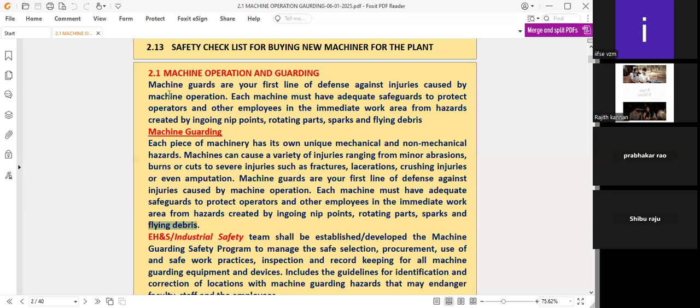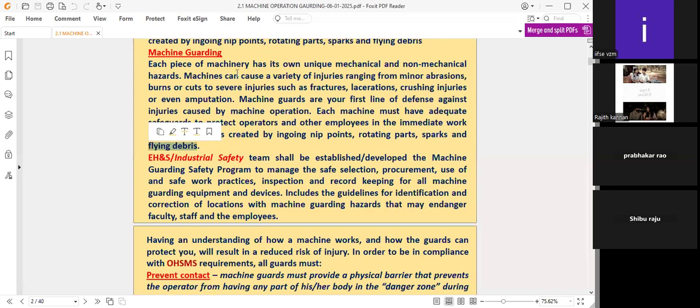Therefore, what is to be done by the organization? Before going into the organization's attempts, because the operation floor employees are very important with respect to the staff as well as the workers, an EH&S industrial safety team, either environmental health and safety or total industrial safety team, shall be established or developed.